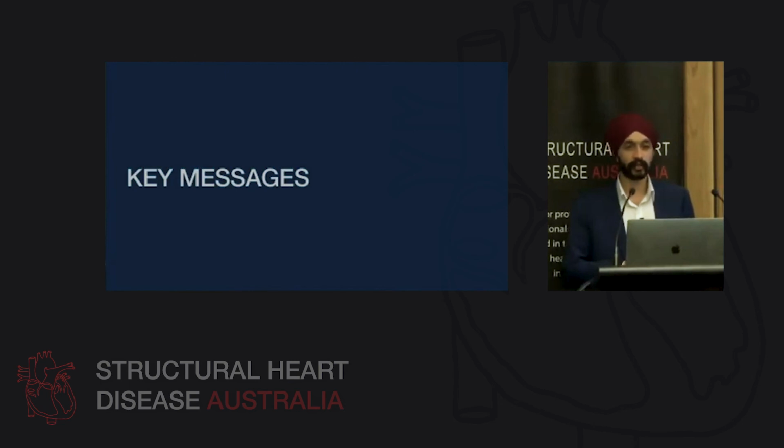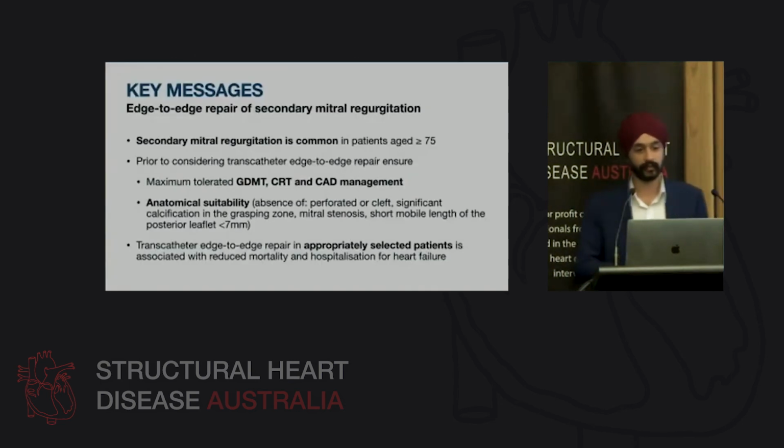And so really, what are the key messages or the take-home messages from this, essentially about edge-to-edge repair of secondary mitral regurgitation? The first key message is secondary mitral regurgitation is common, especially in patients over the age of 75. Prior to even considering transcatheter edge-to-edge repair, you need to make sure that the patient is optimally managed. So you need to make sure they're on maximal tolerated guideline-directed medical therapy, that CRT has been considered if appropriate, and that if they've got significant flow-limiting coronary artery disease, it has been treated as well.